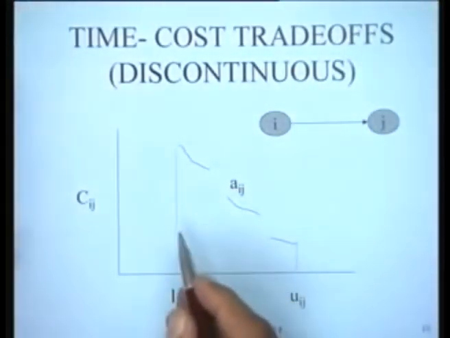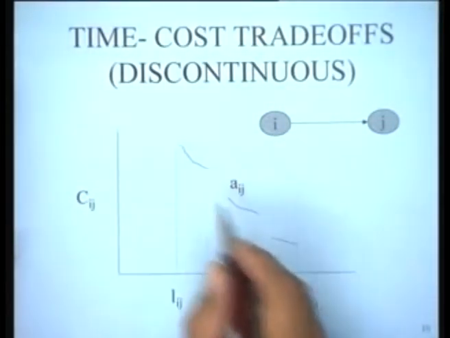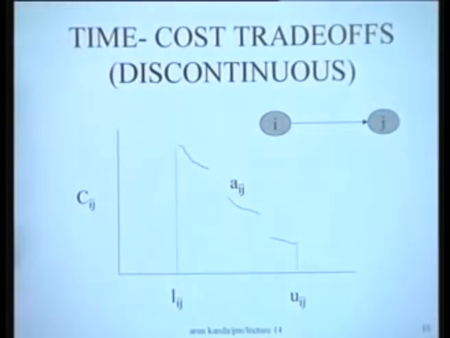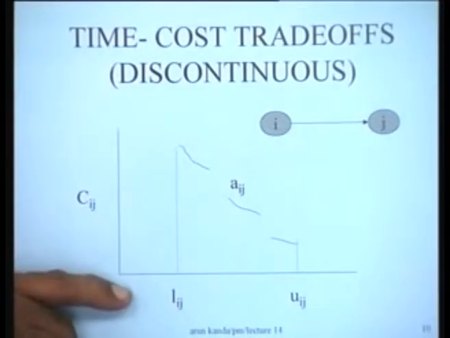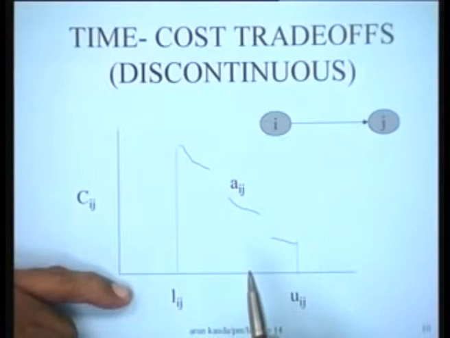However, there could be time cost trade-offs which are discontinuous. There could be up to here, and then up to here, and then up to here. This is an example of a discontinuous time cost trade-off. When do you think this can happen? This can happen, for instance, when you have the same activity, and this activity could be done by 3 alternative technologies. Suppose this particular activity is tilling a plot of land. It could be done manually.